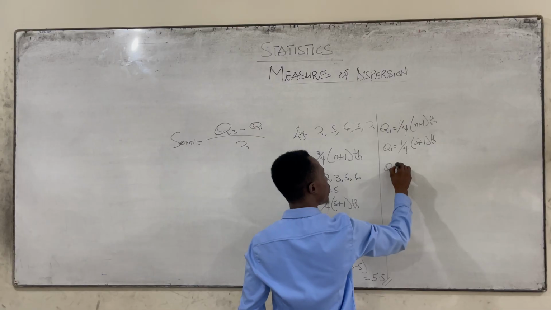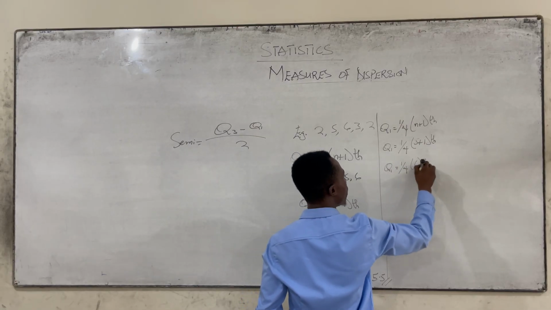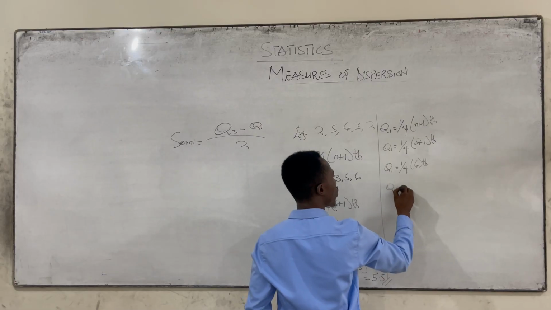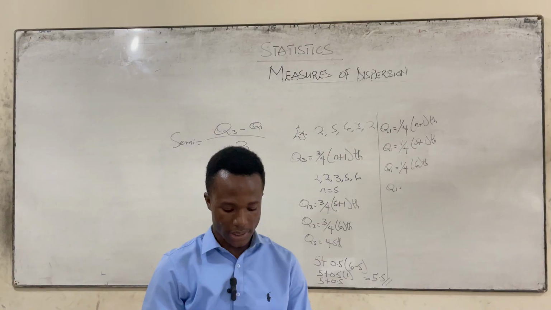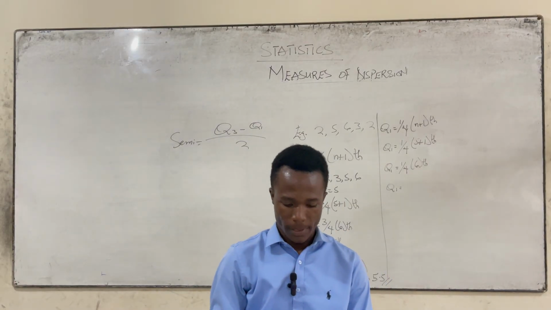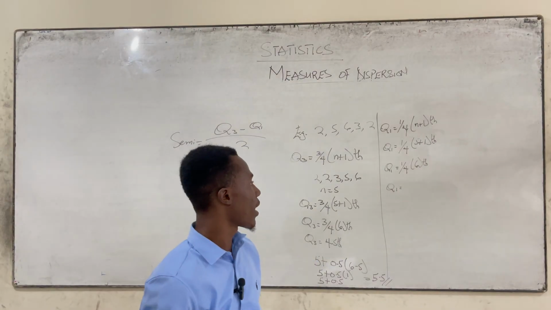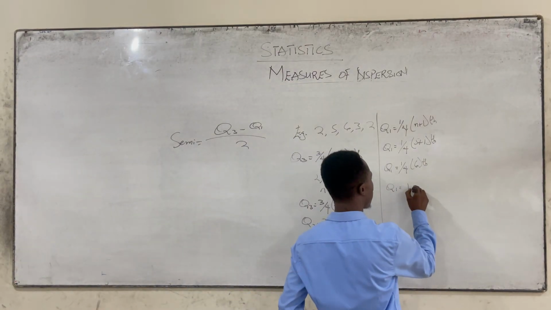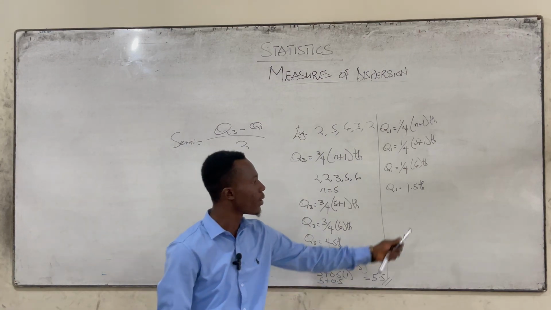So Q1 equals 1 over 4 multiplying 6th. So Q1 equals 1 over 4 times 6. So 1 over 4 times 6 is giving us what? 1.5. So we have the 1.5 position, right? So here we have the position.